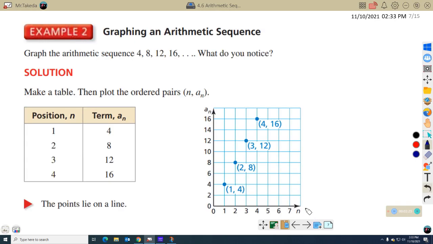In example 2 here, we won't be doing much, but if I graphed an arithmetic sequence, the position in the sequence becomes the x value. Position 1, 2, 3, 4, those become essentially the x values. And if I graph these, what do we notice? They lie on a line, because essentially we have a linear relationship. It's a linear function, isn't it? So there's not much to do here. I just want you to know that an arithmetic sequence, when graphed, results in a line.